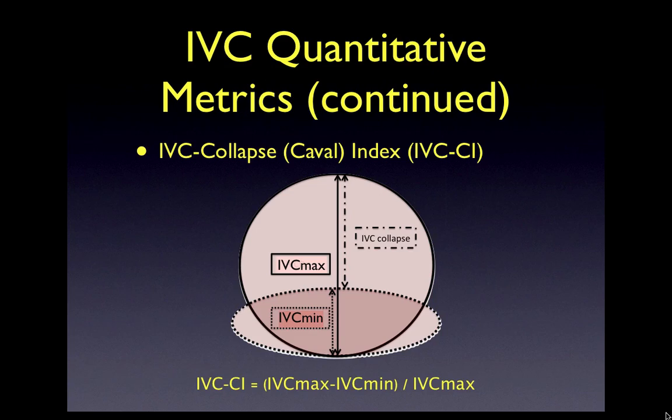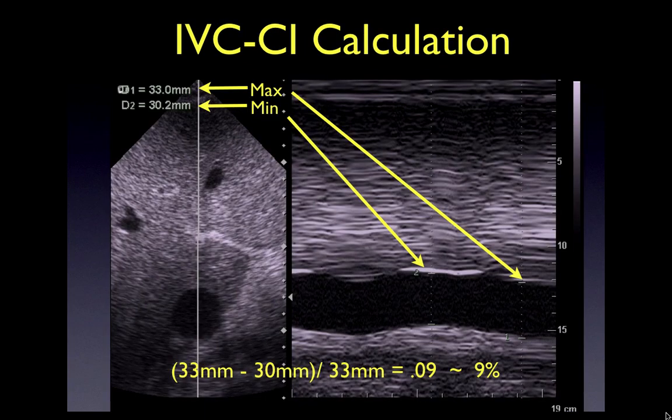When you have a very low collapse index, such as 5%, then that is typically seen in patients who have excessive intravascular volume. This is an example of an IVC collapse index calculation. This is another M-mode still image. You can see here that the max and min IVC diameter are quite large, and the collapse index in this case is going to come out to be 9%.